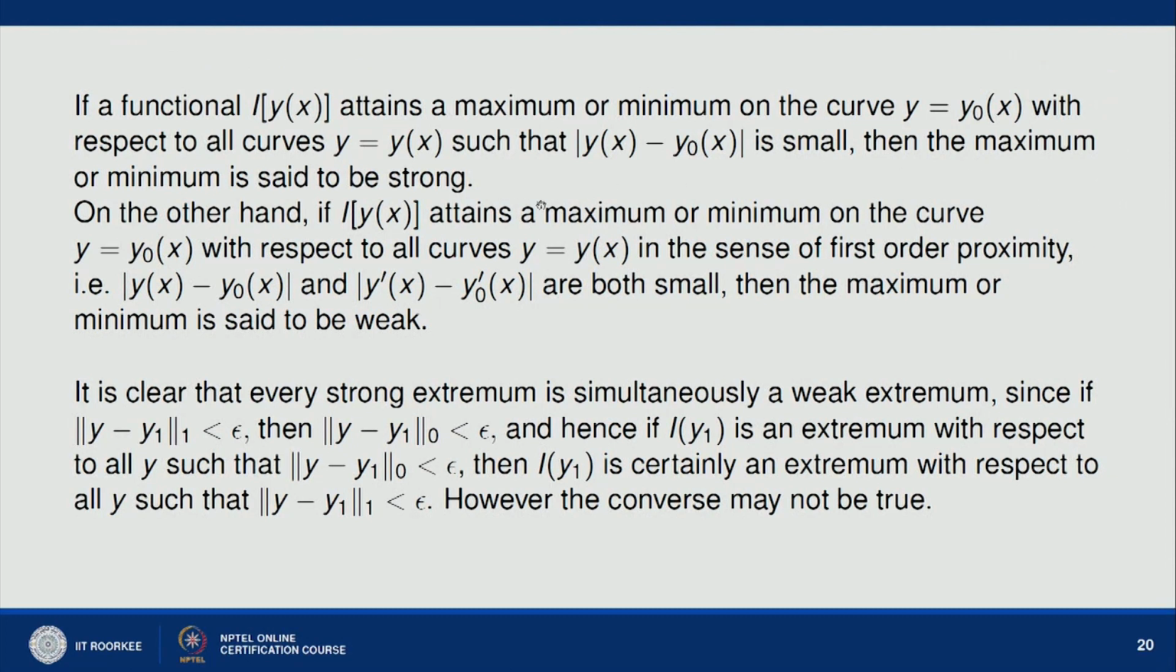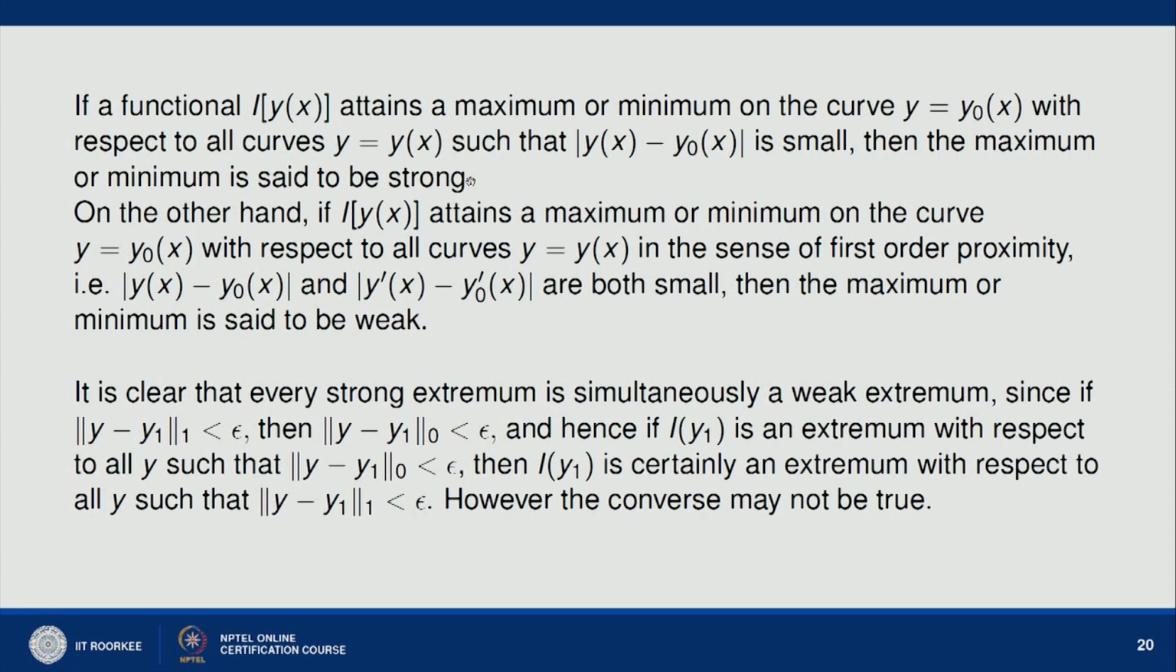That is what we are trying to write here: if your functional, here I am denoting the functional as I of y of x, achieves a maximum or minima on the curve y equal to y naught x with respect to all curves y equal to y of x such that this difference is small, which is nothing but that y of x is close to y naught x in the sense of 0 order proximity, then we say that this maxima or minima is said to be strong.